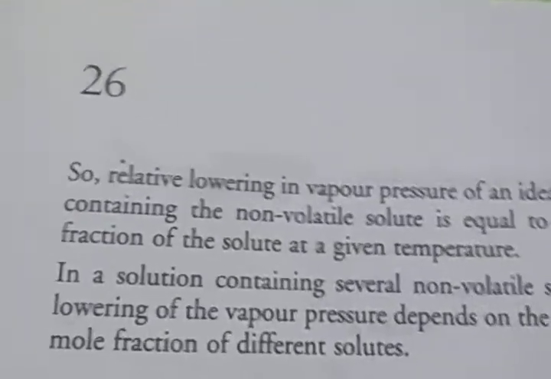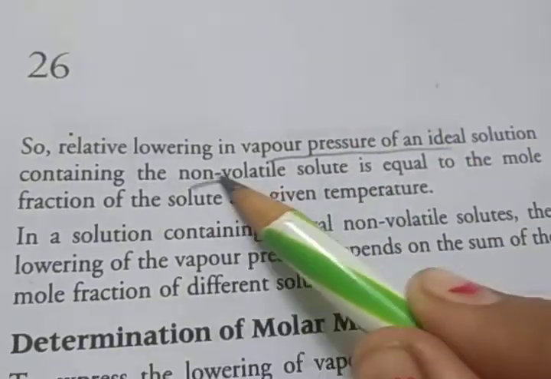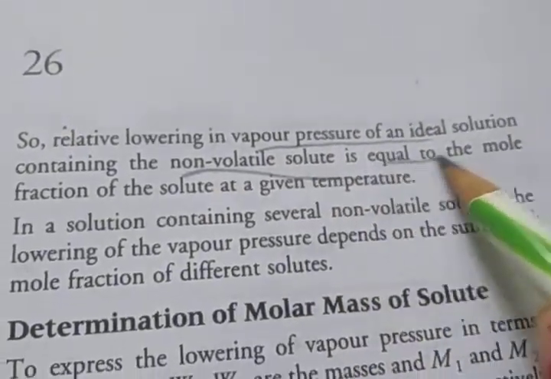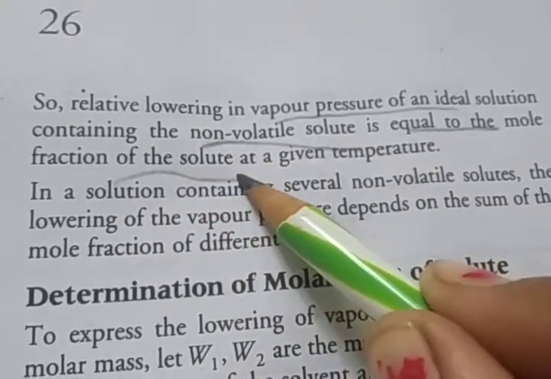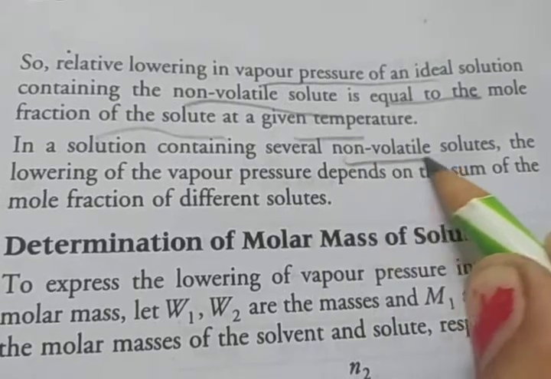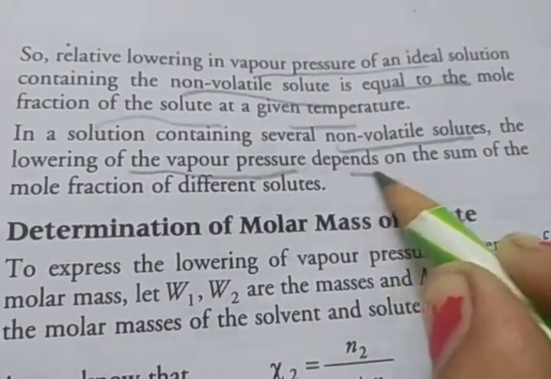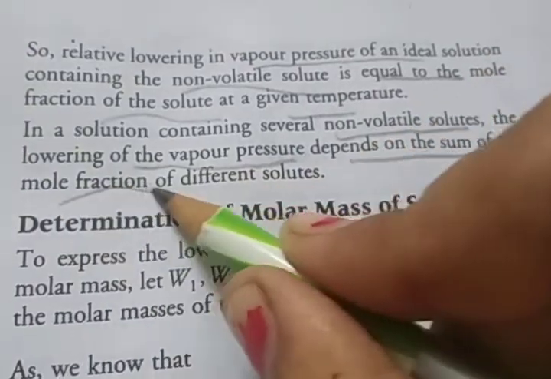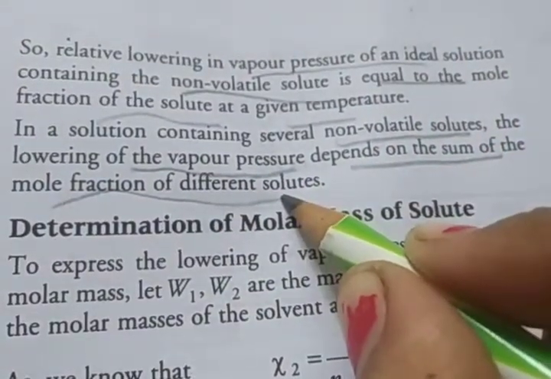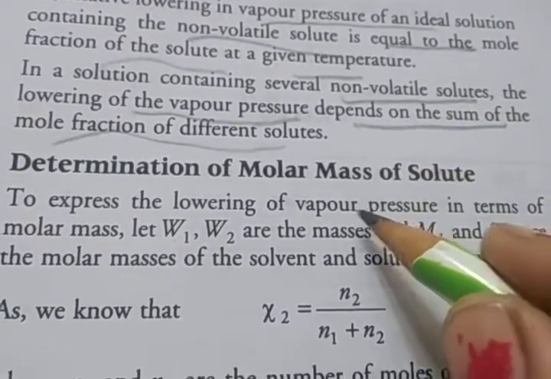So the relative lowering in the vapor pressure of an ideal solution containing a non-volatile solute is equal to the mole fraction of the solute at a given temperature. Okay, so for a non-volatile solute, the lowering of the vapor pressure depends on the sum of the mole fractions of the different solutes. So the next topic is determination of the molar mass of the solute.